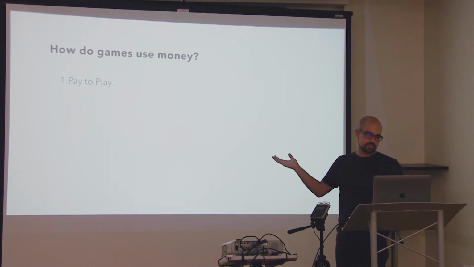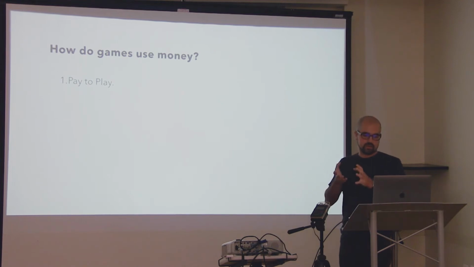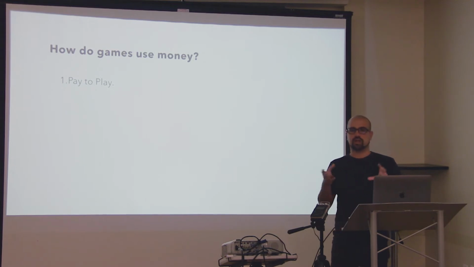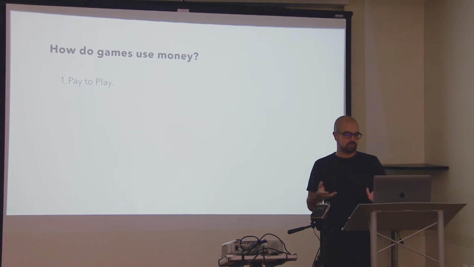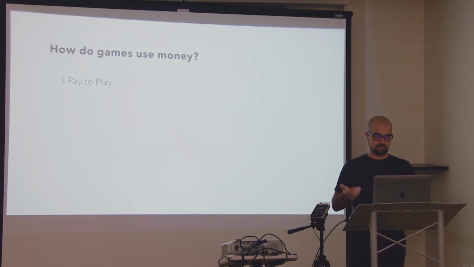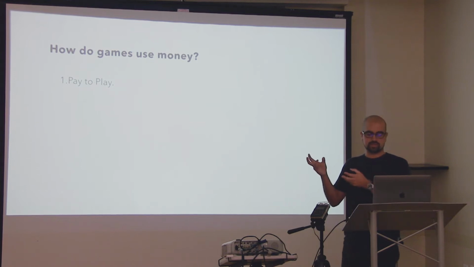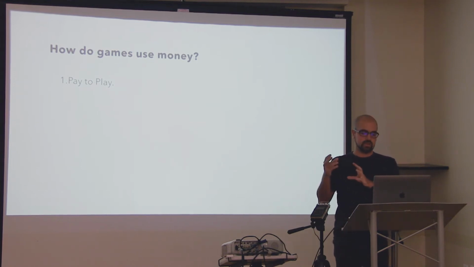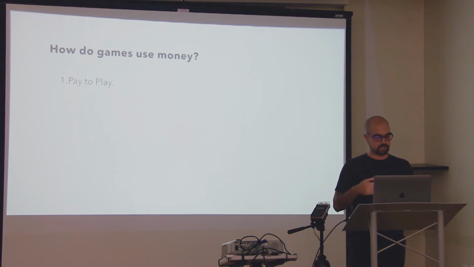Number one is pay to play. This is the most direct way that games might use money. You can think of an arcade machine as an example. You're merely paying to use the machine for a given amount of time or to perform a specific action. And Satoshi's Place is in this category. You're simply paying to draw on the canvas, and that's it.